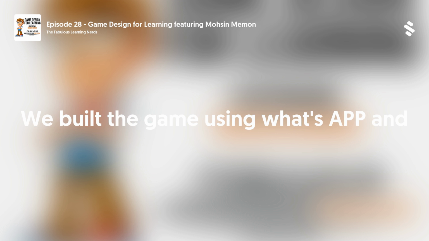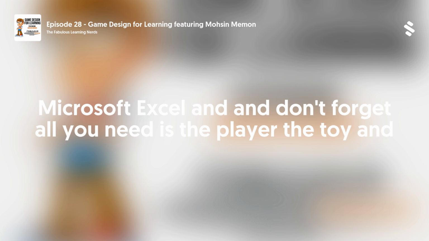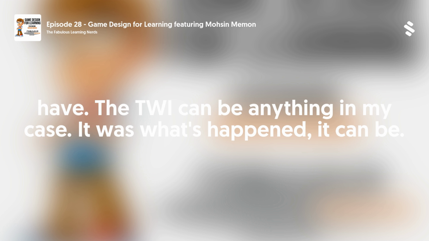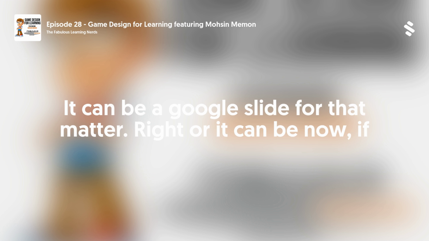My first game that I built had zero budget. We built the game using WhatsApp and Microsoft Excel. And don't forget, all you need is the player, the toy, and the rules. So really, the rules is what makes the game. The player you already have. The toy can be anything. In my case, it was WhatsApp. It can be a Google Slide for that matter, right?